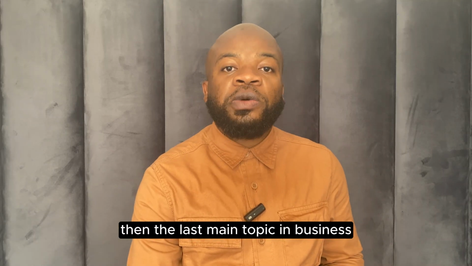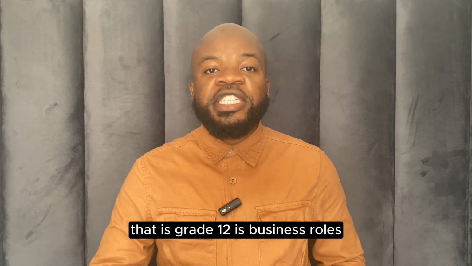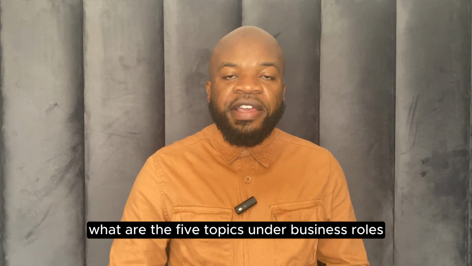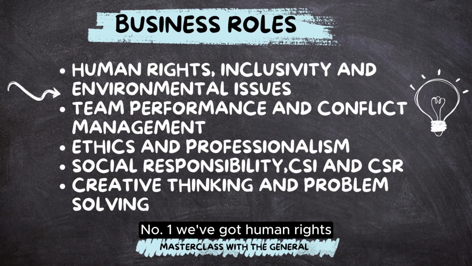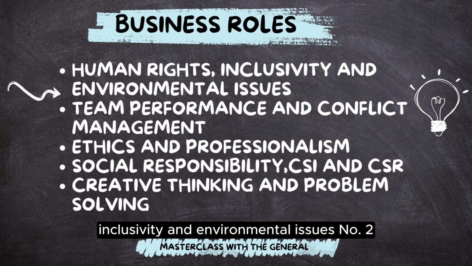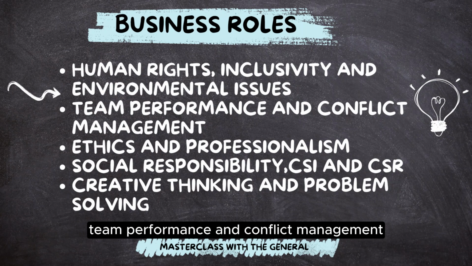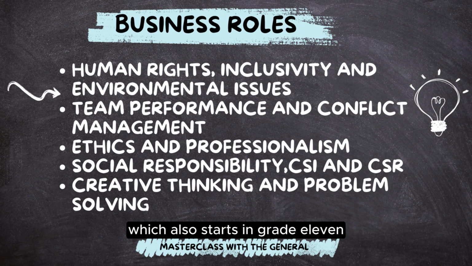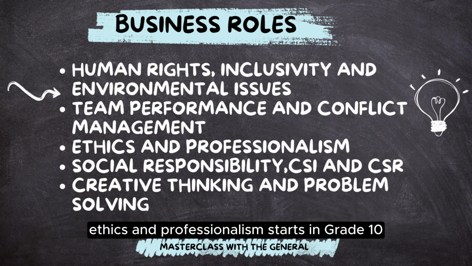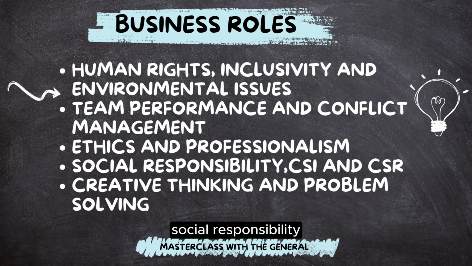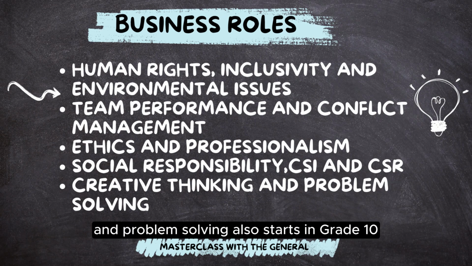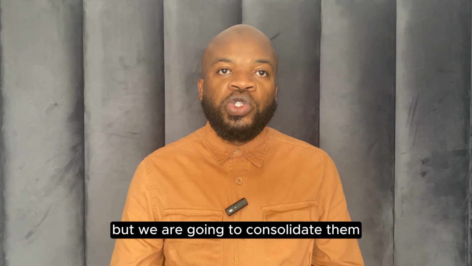Then the last main topic in business studies grade 12 is business roles. What are the 5 topics under business roles? Number 1, we've got human rights, inclusivity, and environmental issues. Number 2, team performance and conflict management, which also starts in grade 11. Ethics and professionalism starts in grade 10. Social responsibility, CSI and CSR, also starts in grade 10. Creative thinking and problem solving also starts in grade 10. So we are familiar with most of these topics, but we are going to consolidate them.